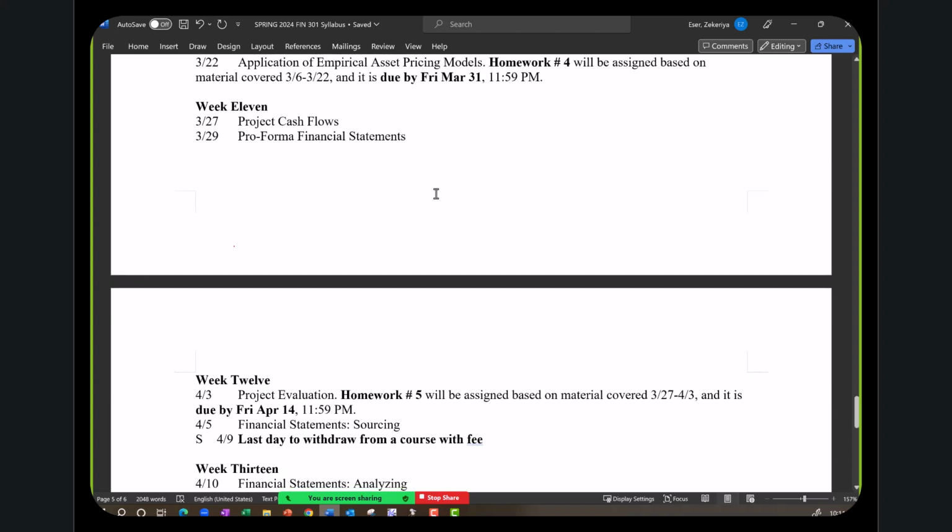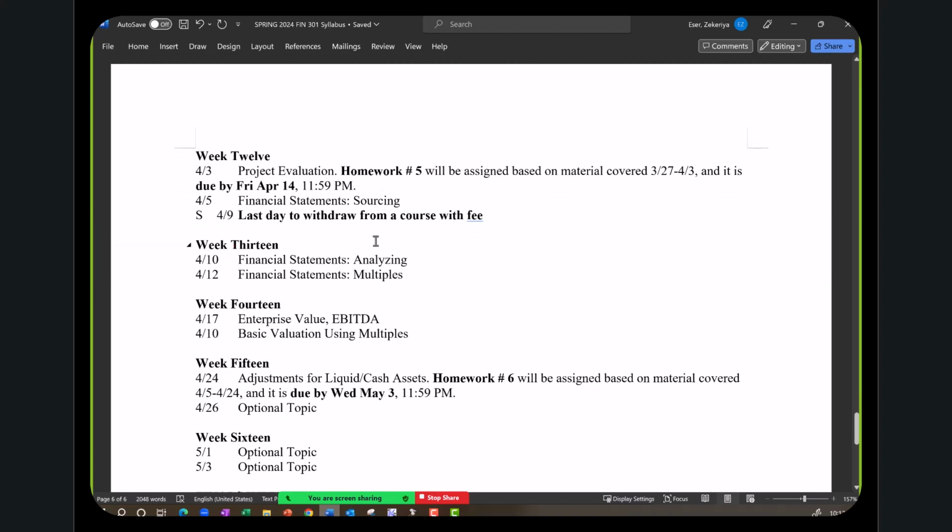Then we're going to talk about project cash flows. These are when you have a capital budgeting project, how do you estimate those cash flows? How do you make pro forma financial statements? How do you actually evaluate them? Whether or not you should go ahead with the project. Then in the last third of the semester, we're going to talk about financial statements, the income statements, balance sheet, and statement of cash flows. We're going to talk about how to analyze them, how to basically read them.